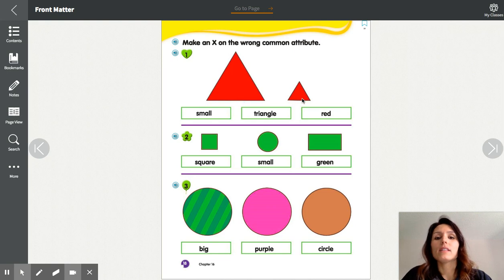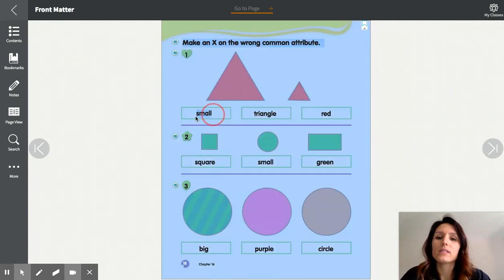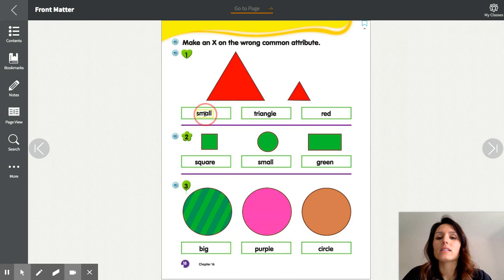So we have these two shapes here, and we're going to look and see what is the one word that doesn't describe both of them. So let's go ahead and start with the first word right here. This word says small. Are both of these shapes small? Nope. Let's go through before we cross it off, though, and make sure that that's our right answer.